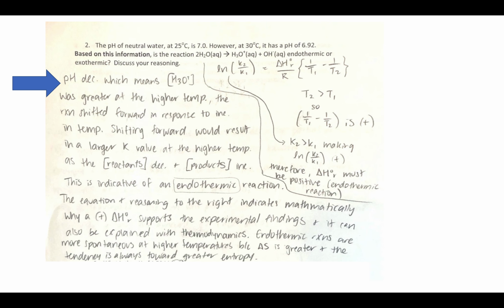Within this one, we're looking at information about the pH of water and whether that gave us insights as to whether it was an endothermic or exothermic process. Most responses began, first of all, describing in a good way what was the relationship between pH and the hydronium concentration. So what did that mean in terms of the reaction shifting towards or away from the products?